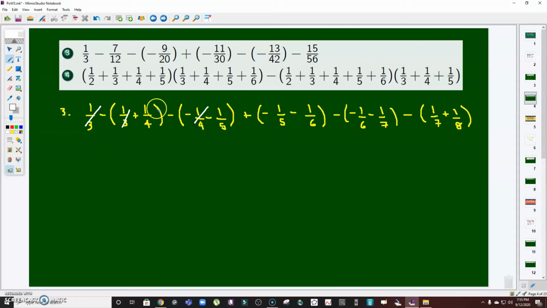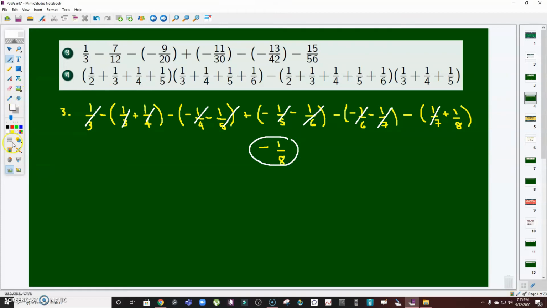So therefore, it will also cancel. This one is negative, this one is positive 1/5, this is negative 1/5, so it will cancel too. Similarly, negative 1/6, positive 1/6, cancel. Positive 1 over 7, negative 1 over 7, cancel. What will be left is negative 1 over 8. Therefore, the answer in this problem, number 3, is just negative 1 over 8. Pretty simple, right?